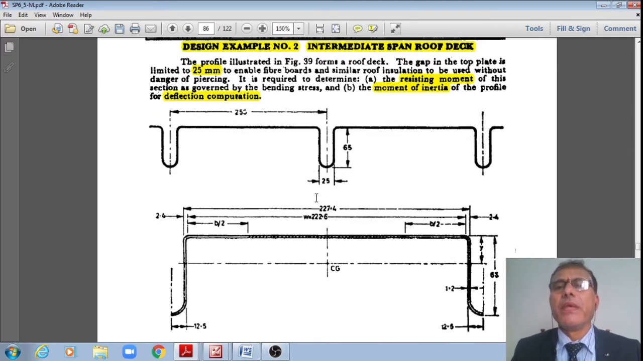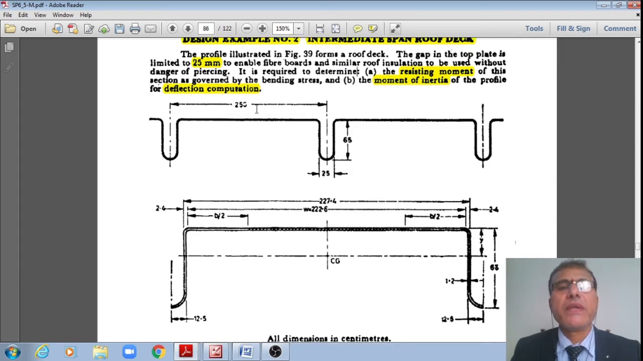The gap in the top plate is limited to 25, to enable fiber boards and similar roof insulation to be used without danger of piercing. It is required to determine, first, the moment of resistance of this section as governed by the bending criteria, and the second one is the moment of inertia of this profile for deflection computations. That is how the profile is given.